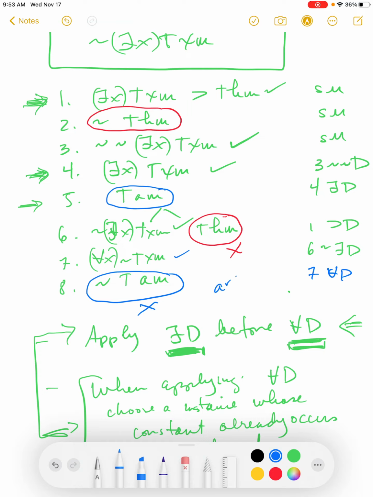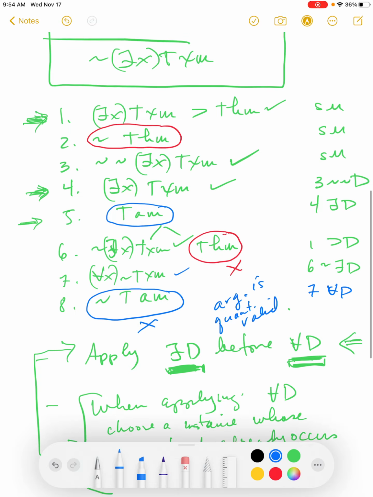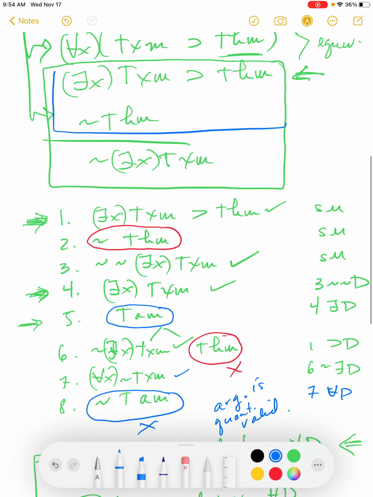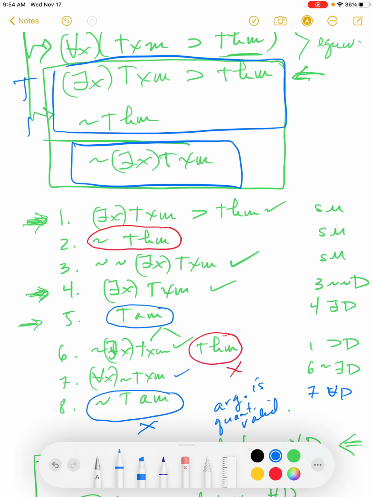So the argument is quantificationally valid. Because what does this show? This shows that there is no interpretation that makes the premises of the argument true and the conclusion of the argument false. It rules out an interpretation that does that. So the argument is quantificationally valid, and I think it's safe to infer that the argument that is the translation of it is a valid argument. Okay, well that was kind of fun.